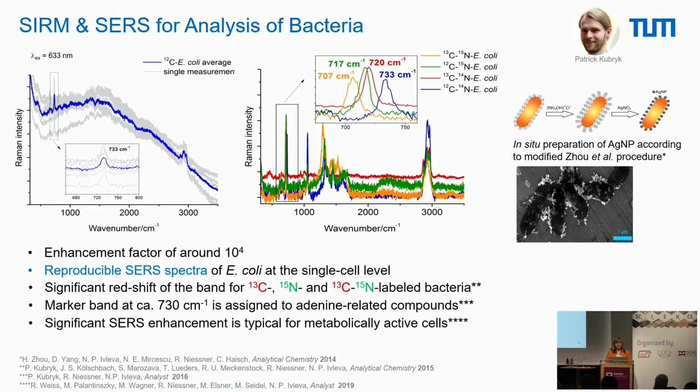And this labeling procedure allowed us to assign this band to adenine-related compounds, because at that time it was not clear what compounds contribute to this signal. And we found that this signal can be only found for metabolically active bacteria. So if bacteria are dead or metabolically inactive, you will get no or very weak SERS signal. So with this procedure, it is possible to do rapid discrimination and characterization of bacteria at single cell level.